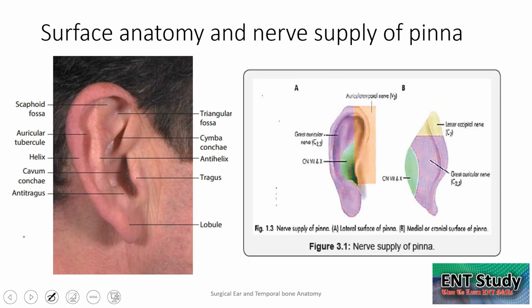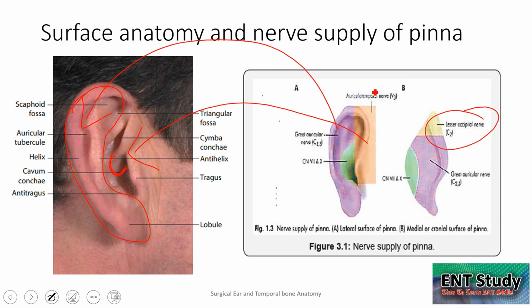The nerve supply of the pinna is important for us to know. This part is supplied by the greater auricular nerve, which contains the helix, the antihelix, and the lobule, while the auriculotemporal nerve is going to supply the anterior part of the lateral surface of the pinna. This portion, which is known as the concha, is supplied by cranial nerves 7th and 10th, while the lesser occipital nerve is only going to supply the inner surface of the posterior part of the pinna.